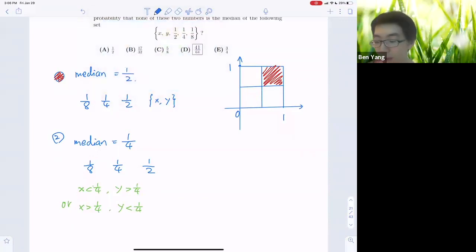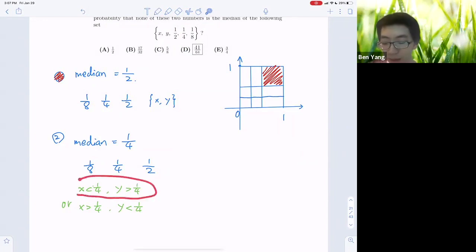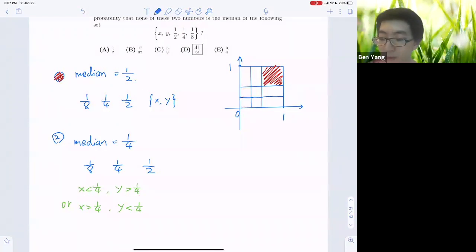So now let's find where those x and y are in the coordinate plane. We draw 2 lines, x is equal to 1/4, y is equal to 1/4. So first case, x is smaller than 1/4. So that's this part. And we also want y is larger than 1/4. So that's above this line. So what we have is this part of the region.